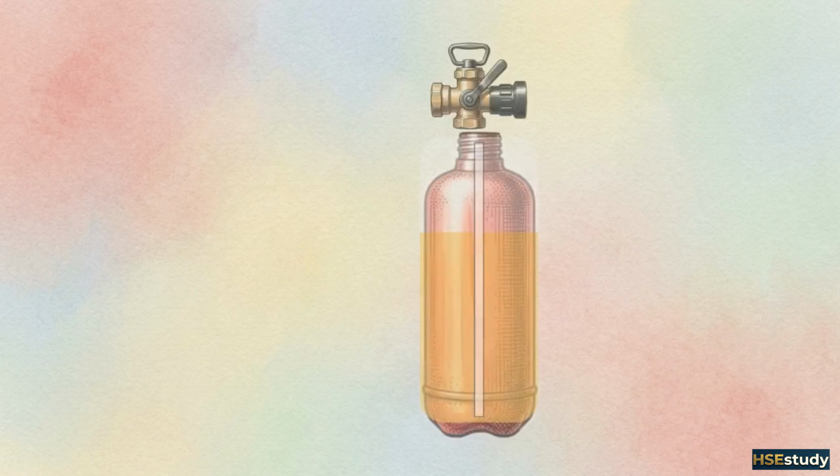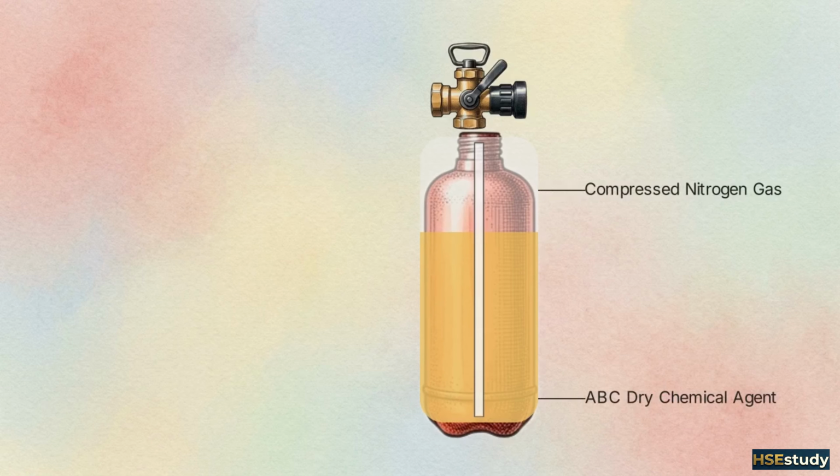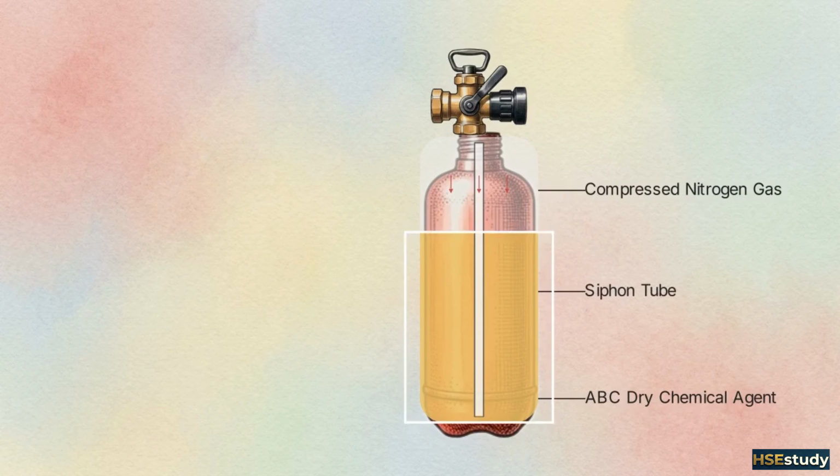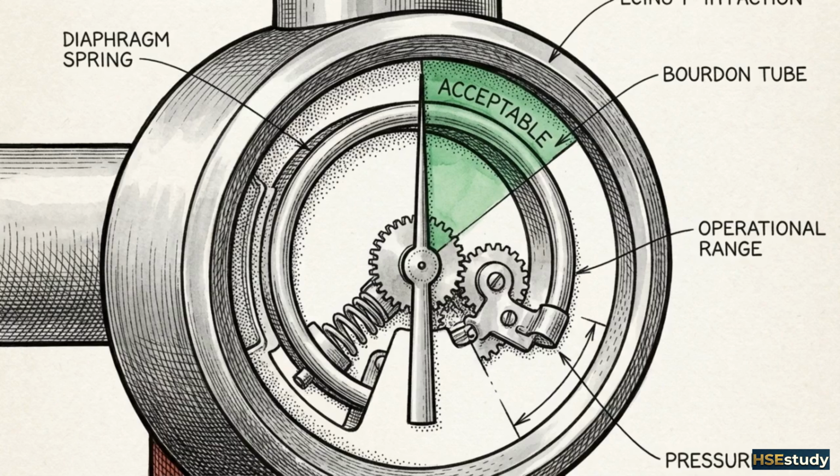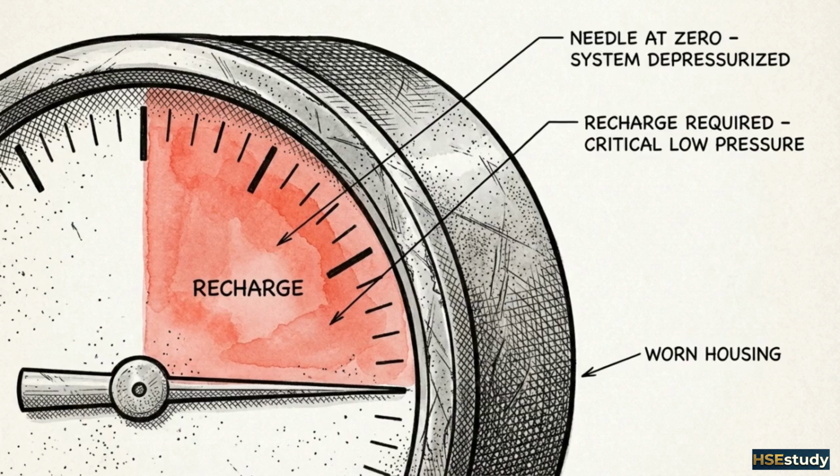An ABC dry chemical unit houses specialized powder beneath compressed nitrogen gas. When the valve opens, the compressed gas exerts downward force, driving the heavy chemical agent up through the siphon tube and out the discharge nozzle. Because this system operates under constant strain, the external pressure gauge serves as the primary indicator of internal mechanical health. The pressure gauge is your lifeline. If the needle isn't in the green, the bottle is a paperweight.